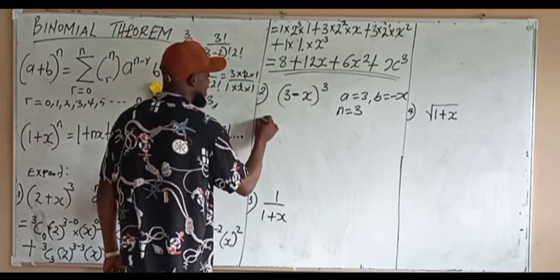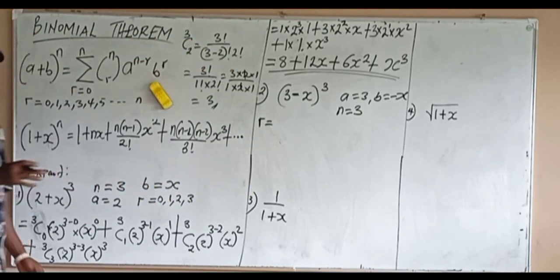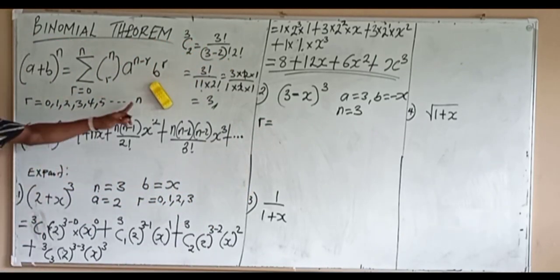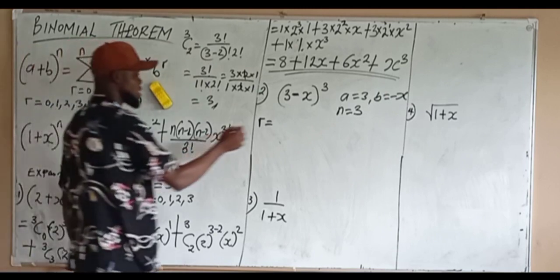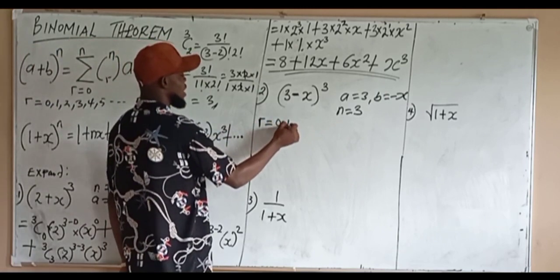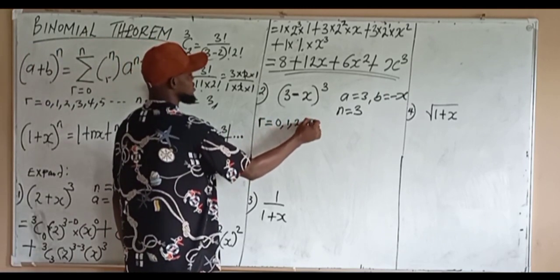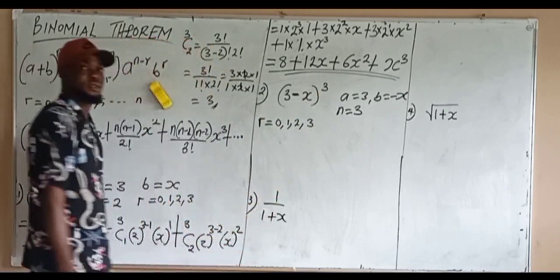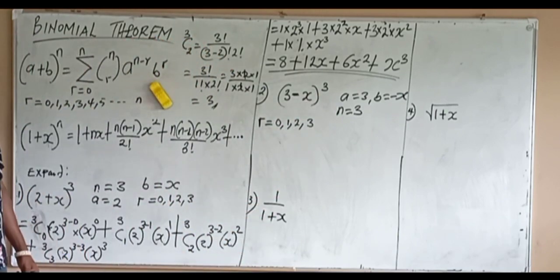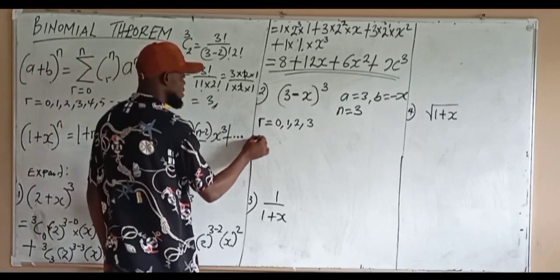Now what will be r? Who can tell me r? What will be r now? Remember I told you r will start from 0 and end at n. So r will start from what? 0 now, 1, 2, 3. You go and end at 3. Please take note of that. Very, very important. So we now have something like this.